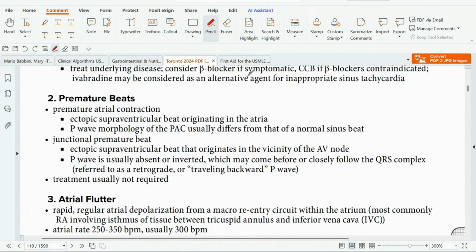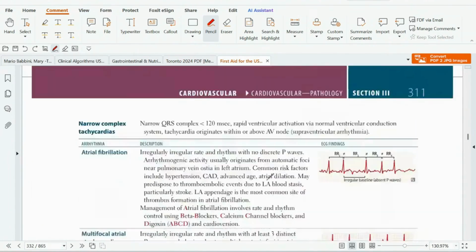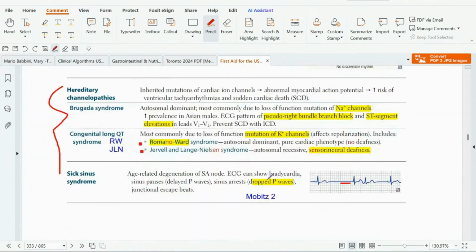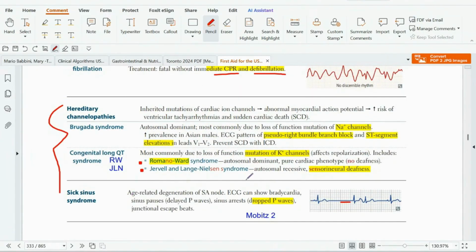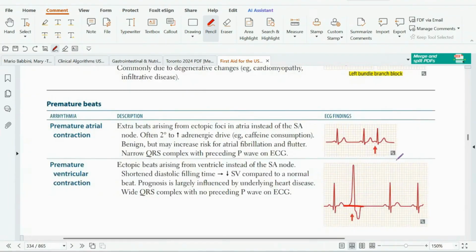Now, next comes something called premature beats. There's premature atrial contractions, and then there's premature ventricular contractions. Tell me which one is going to be narrow complex and which one is going to be wide complex, or both narrow or both wide. Premature beat sounds like SA AV node, so it should be narrow complex because it's supraventricular. PAC should definitely be narrow complex because the problem is above the nodes. Premature ventricular contraction should be wide complex because of abnormal electrical impulses.